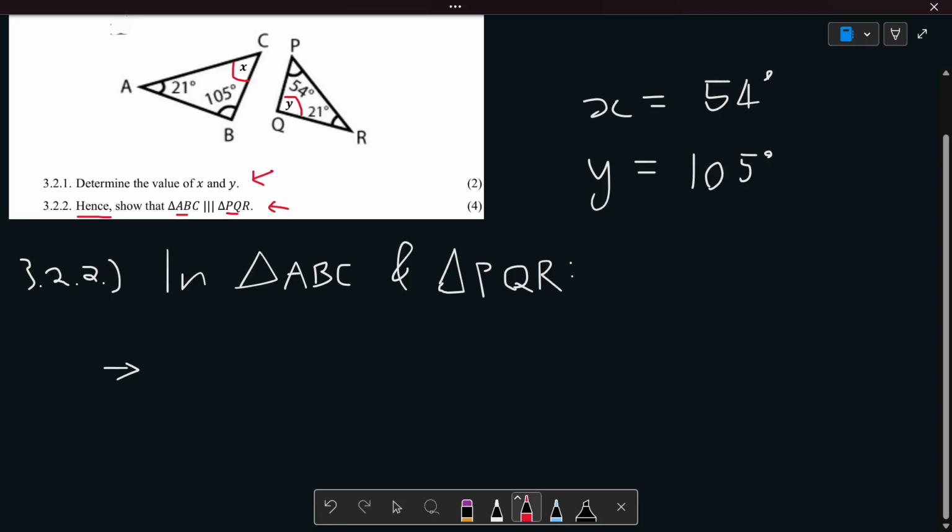Remember the first 2 letters of the first triangle over the first 2 letters of the second triangle. So it's going to look like this. AB over PQ. And the reason why this actually works is because these two triangles are said to be similar.